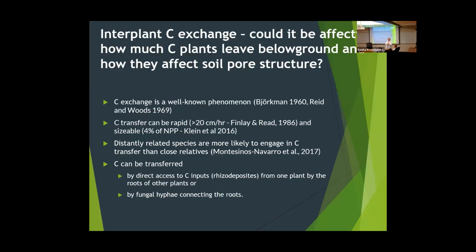Also, there were studies that demonstrated that it is possible that distantly related plant species might actually be more prone to share their carbon than closely related plant species, which is one of the reasons why we think it might be a contributor to diverse plant communities' contributions.